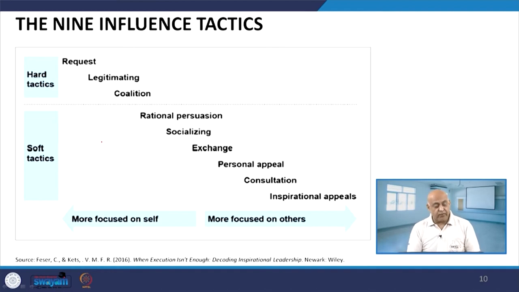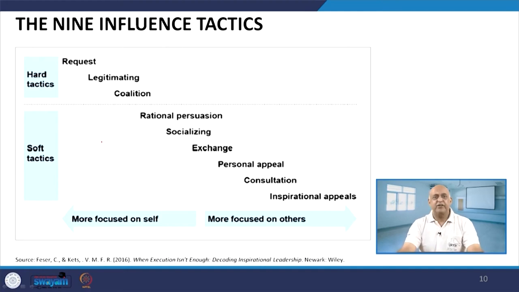So, therefore, they are more focused on others, and these soft tactics which we are talking about, inspiring others, right, then definitely this will be the best situation in any organization. Whenever the leader uses the soft tactics, which create a very cordial environment, the culture of the organization will be very, very influential. And therefore, we have to go for the inspirational.